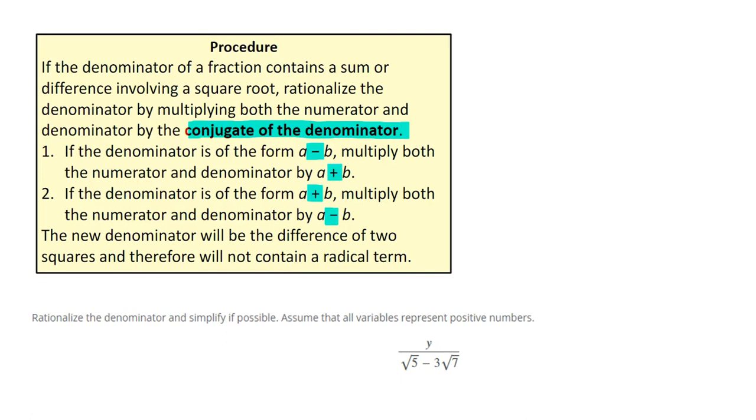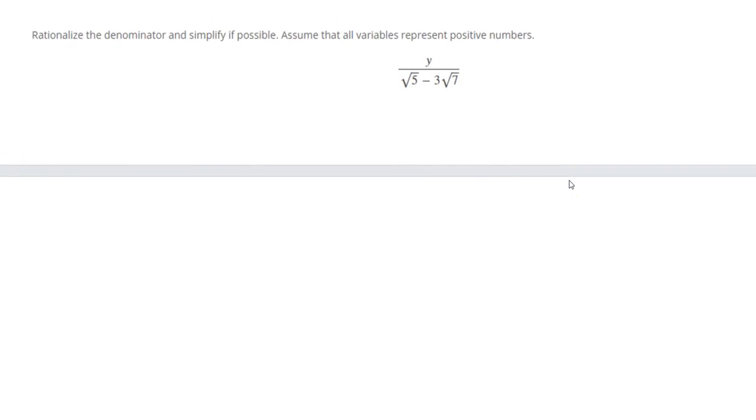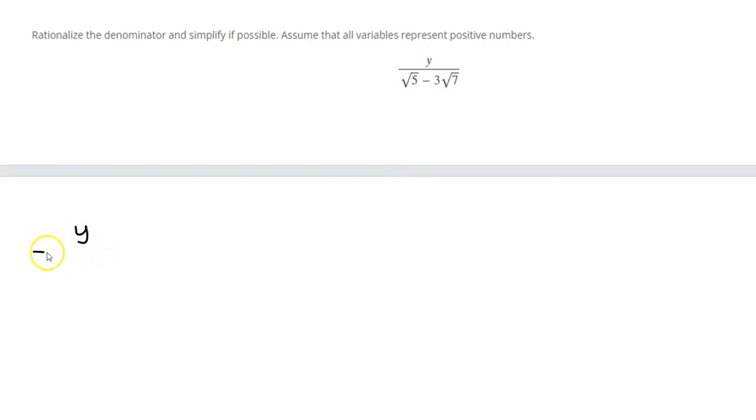We've got y over the cube root of 5 minus 3 multiplied by the cube root of 7. Okay? Sounds like a bunch of junk. Let's come in here, be very careful, be very intentional. Do this step by step. First off, always, let's go ahead and just rewrite it. We have y all over the cube root of 5 subtracted from 3 cube root 7.